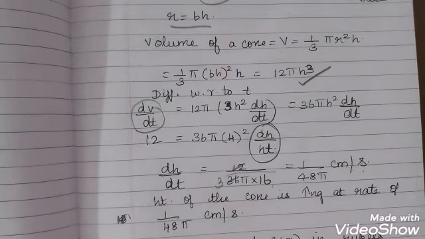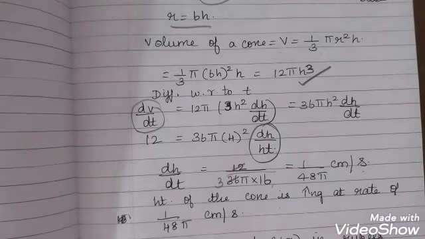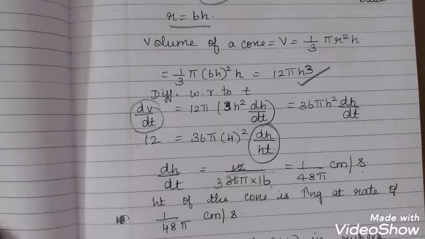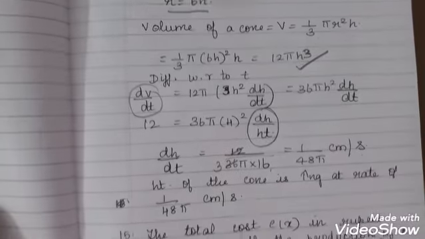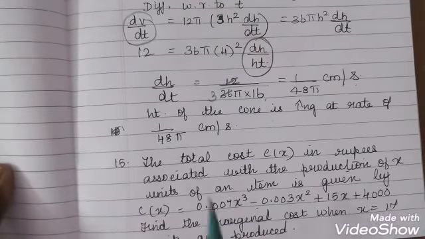Another important question here. Till now we have seen the questions with respect to area and with respect to volume. The last two questions we are going to see are with respect to cost and with respect to revenue. Again, it's a very simple concept here. The 15th question.